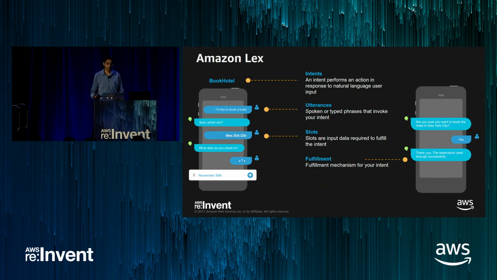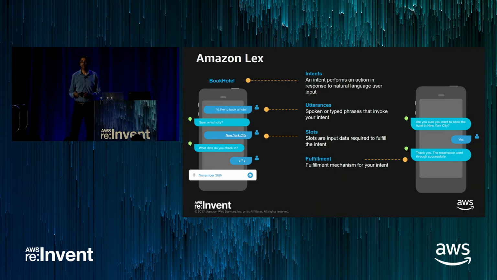As the conversation moves forward, you need information to actually fulfill this intent, and those are what we call slots. So the location in this example is an example of a slot. The check-in date is another slot. Checkout date is a third slot. So those are the pieces of information that you need to carry the conversation forward.